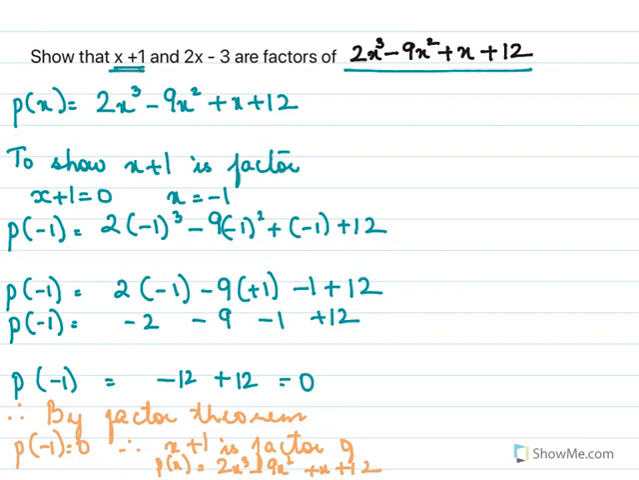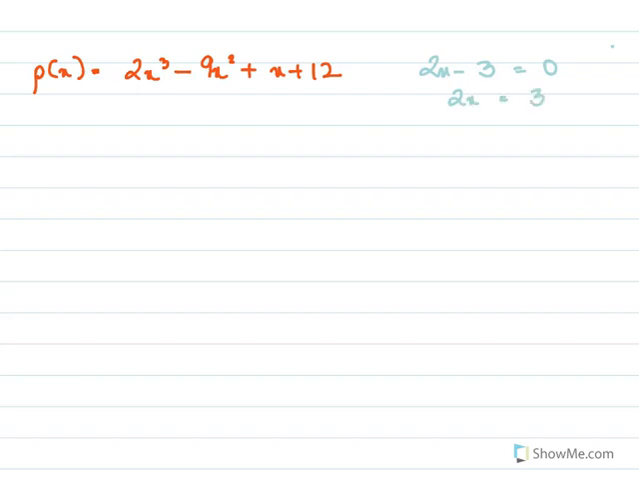Next we need to show that 2x minus 3 is also a factor of 2x cubed minus 9x squared plus x plus 12, so we do the same procedure. We know p of x is equal to 2x cubed minus 9x squared plus x plus 12. We need to show that 2x minus 3 is the factor. So 2x minus 3 equal to 0, 2x equal to 3, x equal to 3 by 2.